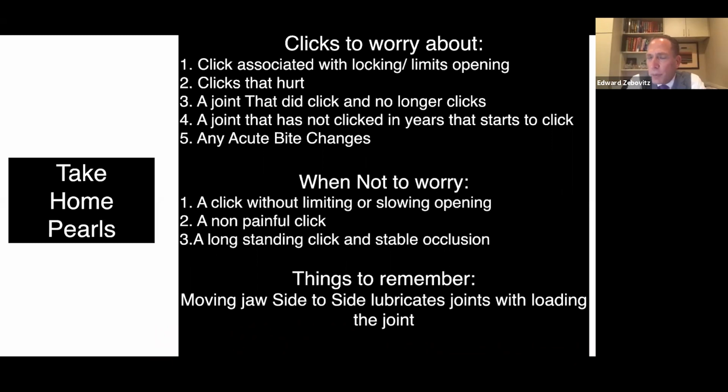Another thing would be a joint that clicked that no longer clicks. And that would be typically with somebody also associated with limited opening. So I woke up one morning, my jaw clicked the day before, now it doesn't click, and now I can't open my mouth as wide. So that's going to be a joint where things are stuck, the meniscus isn't moving, they have sticky bubble gum inside the joint, and that's a joint that's not going to get nutrition if we don't address it.